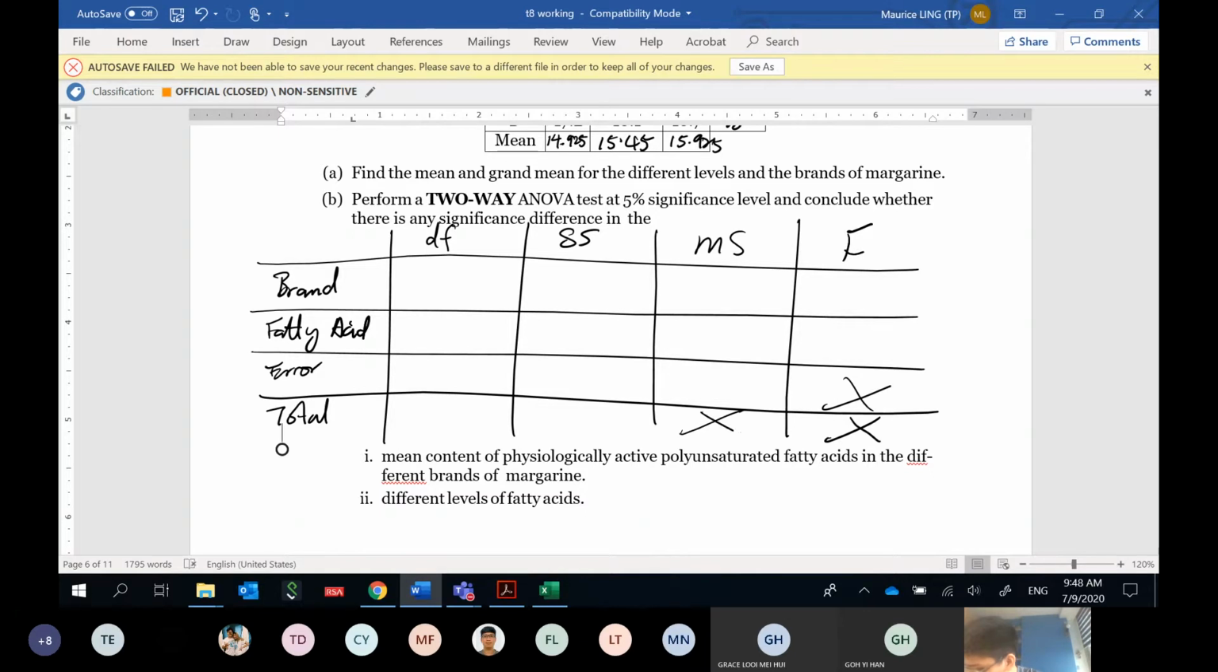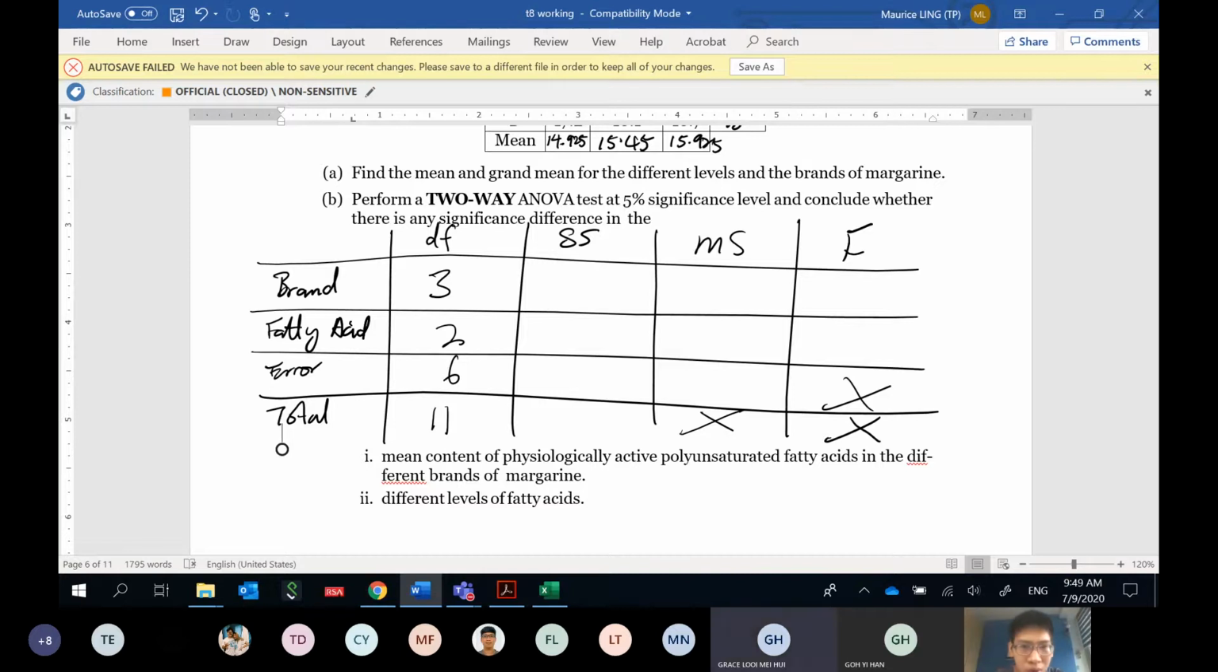So just tell me whichever number you are comfortable with now. The DF. The brand will be 3. Then the fatty acid will be 2. Error? Total is 11, correct. And then error will be 6. Yes. Okay, then the sum of squares.